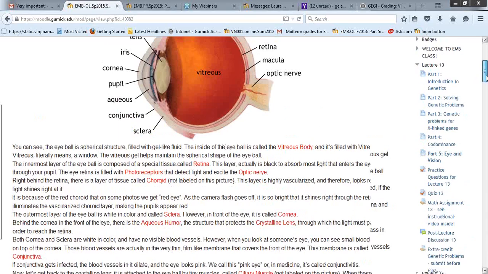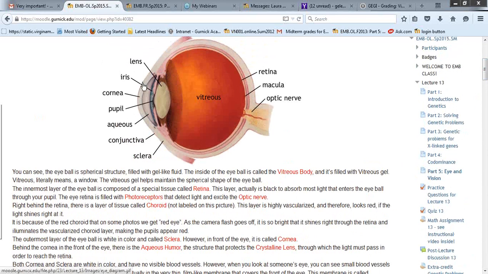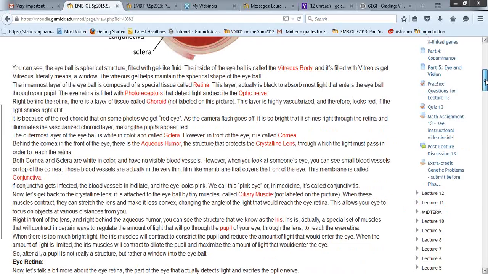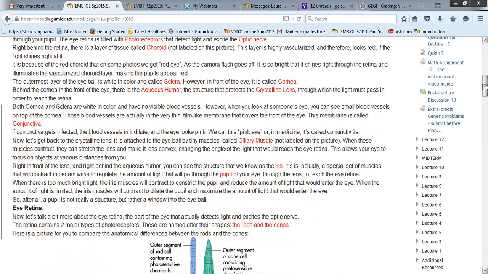All right. In the very front of the eye, there is a very thin film-like membrane covering the very front of the eye. Okay, it's not the same as the cornea. The cornea is this thick layer, but the very thin membrane is called the conjunctiva. The conjunctiva contains the blood vessels that you can actually see when you look at a person's eye and you see the tiny little blood vessels. Those are in the conjunctiva. They're not in the cornea. They're in the conjunctiva, in that very thin mucousy film.